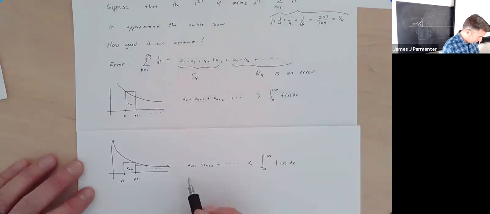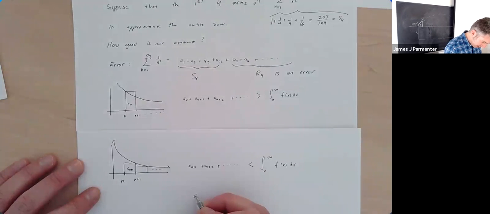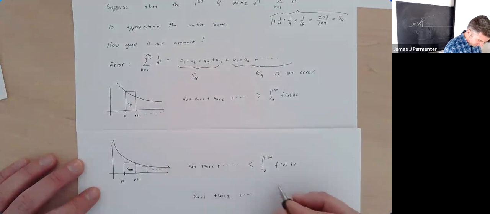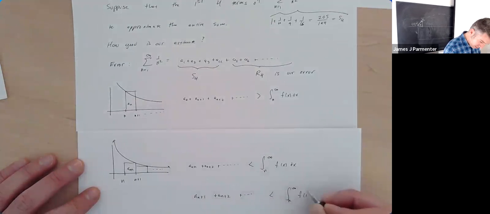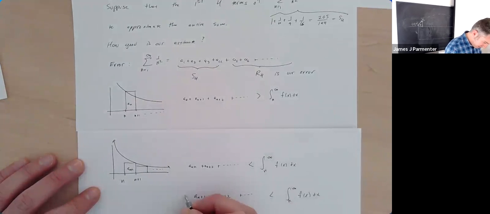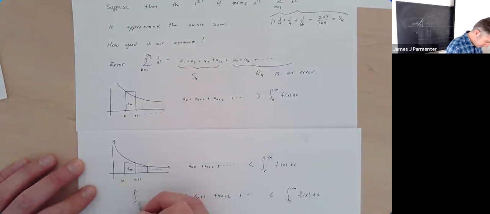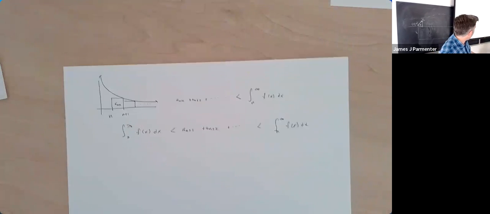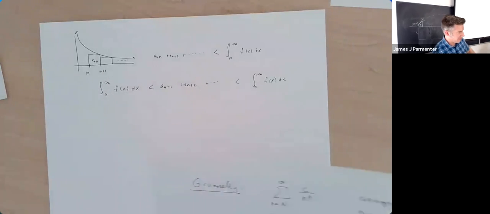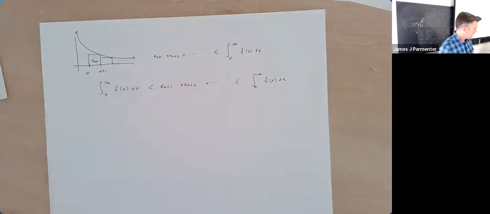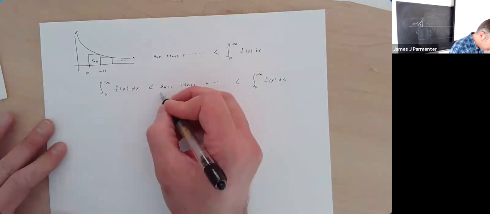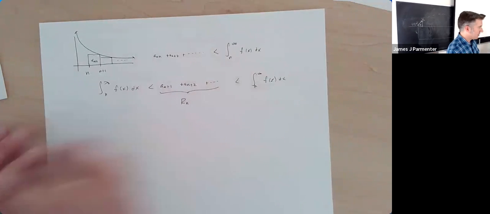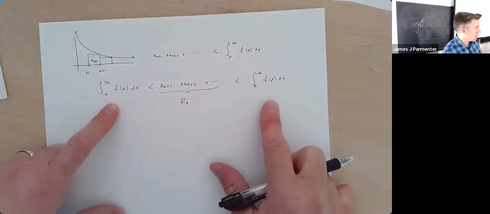So what we can say is that our remainder, a sub n plus 1 plus a sub n plus 2 plus all the way forever and ever, is less than that, and bigger than the other thing. So that's how we can bound. Oh, sorry, if you can't see something, let me know. So this is our remainder after adding up the first n terms, and these are the bounds on the remainder.